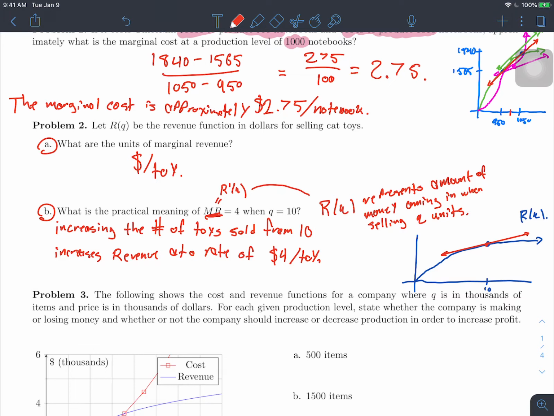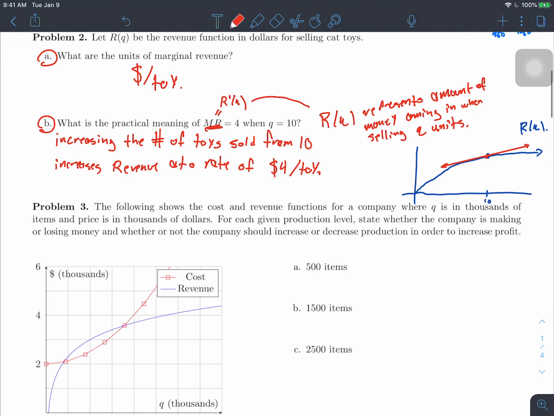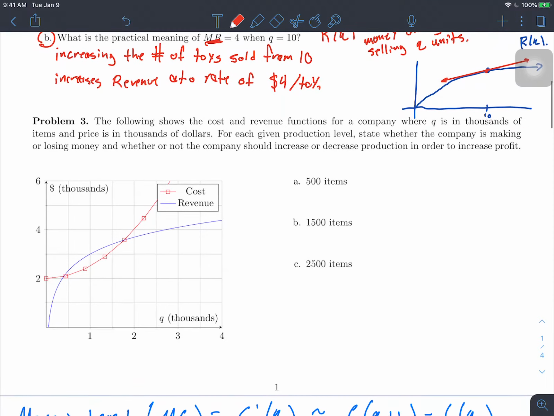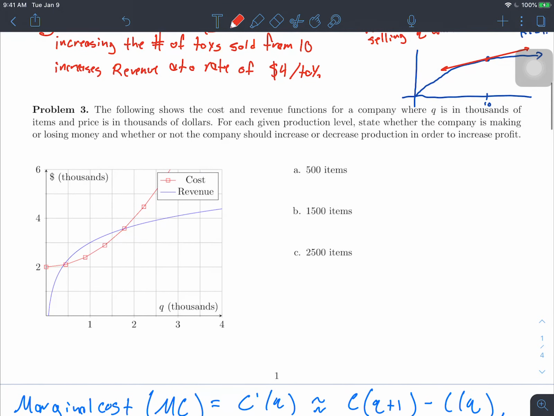Okay, I think B is a pretty tricky question for the first time that you're seeing this concept. Are there any questions about 2A or 2B? All right. Let's go on to problem number 3. We're going to do problem number 3 together.